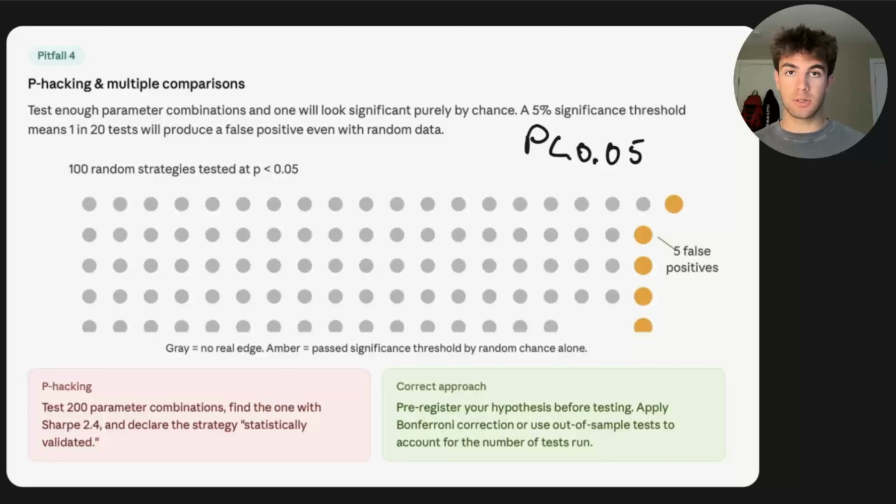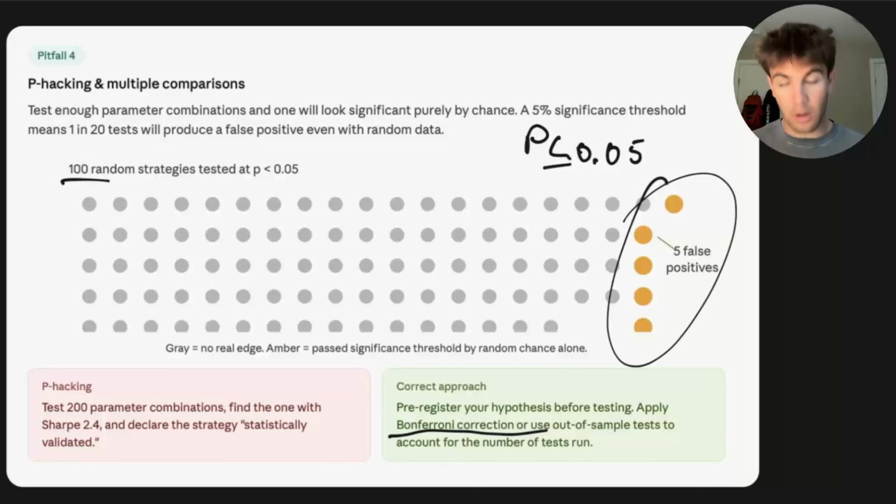If your P-score is 0.05, that is statistically significant if you're going less than or equal to. But that's still a 5% chance that it can be attributed to chance. And so out of 100 random strategies, you would still get 5 false positives. So what's the solution? I don't have a clue what a Bonferroni correction is, but I could potentially figure it out. And using out-of-sample tests and pre-registering the hypothesis seems like a much more approachable solution to this problem.